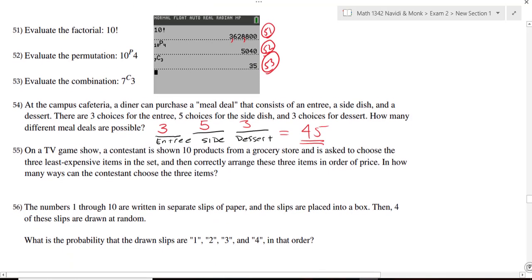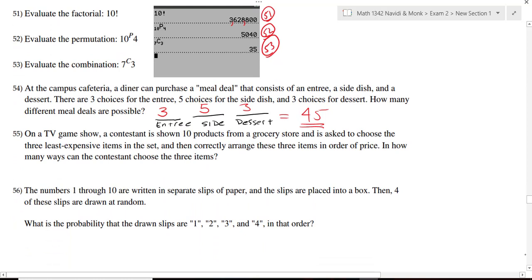Number 55. On a TV game show, a contestant is shown 10 products from a grocery store and is asked to choose the 3 least expensive items in a set and then correctly arrange these 3 items in order of price. In how many ways can the contestant choose the 3 items? We have 10 to choose from. Does order matter here? Yeah, order matters because you're asked to arrange them in order of price. If order matters, use permutation, and this needs to be on your formula sheet.